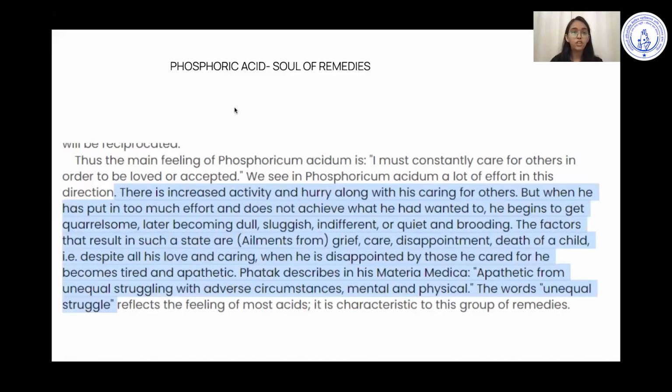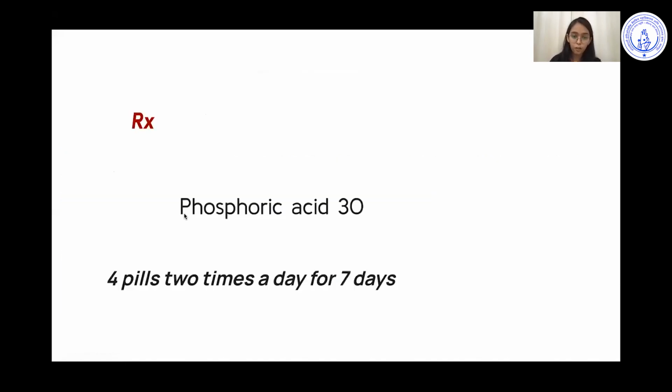Here I have mentioned a few lines I have highlighted from The Soul of Remedies by Dr. Rajan Sankaran sir, and you can again read through it, that this is the state that is exactly present in him, which is mentioned in phosphoric acid. So now we are very sure about our prescription. So we can give him phosphoric acid 34 pills 2 times a day for 7 days.